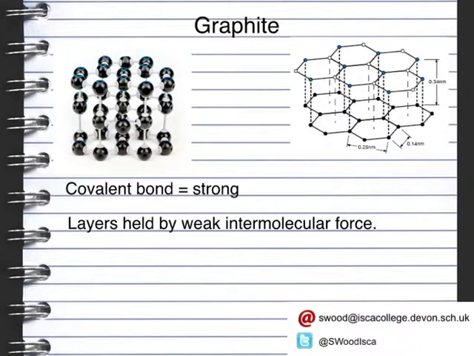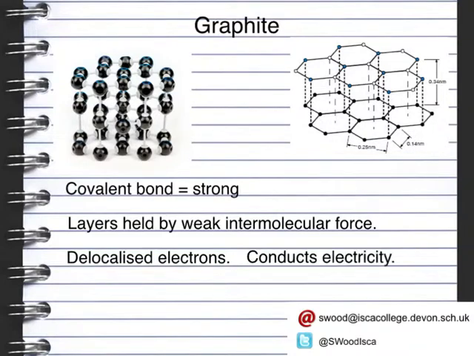Now the weak intermolecular forces are caused by delocalized electrons. Now those delocalized electrons means that they are electrons that are not held by any particular carbon atom. So this means that carbon graphite is extremely useful as it can conduct electricity. It also means, because of the strong covalent bonds, it has a very high melting point. Now the high melting point, the ability to conduct electricity, means that carbon graphite is extremely useful as an electrode.